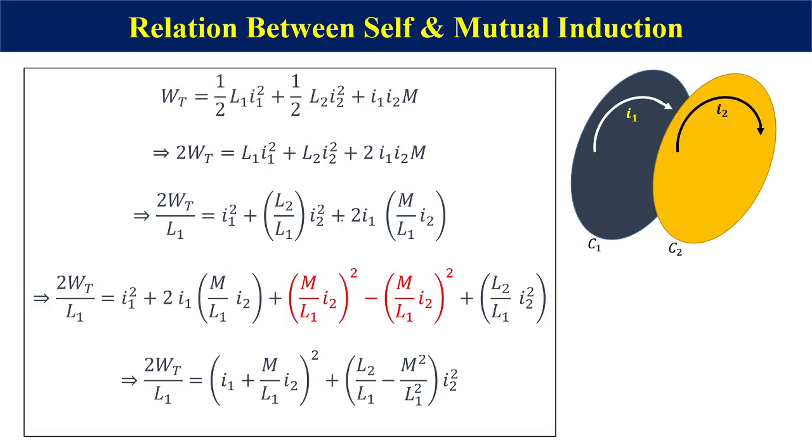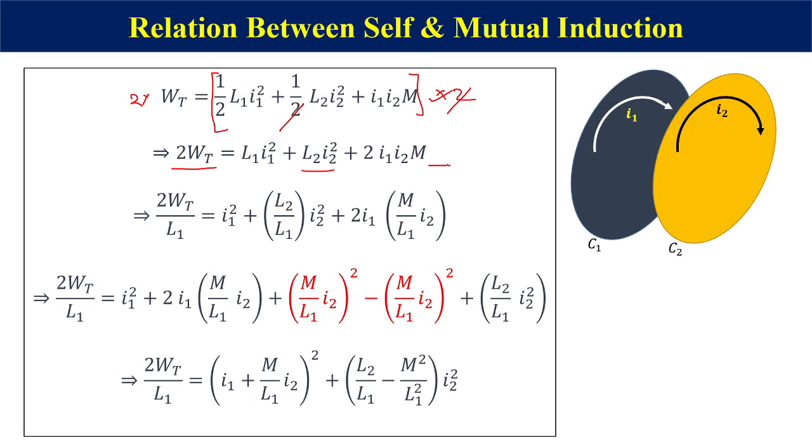Now, once again I am writing this expression. This is the same expression as I have written in the previous slide. Now I am going to multiply both sides of this equation by 2. If I do that, I get twice Wt equals L1 I1 square, because these 2 get cancelled, then L2 I2 square, once again these 2 get cancelled, plus this 2 will come over here, twice I1 I2 M. I hope this part is clear.